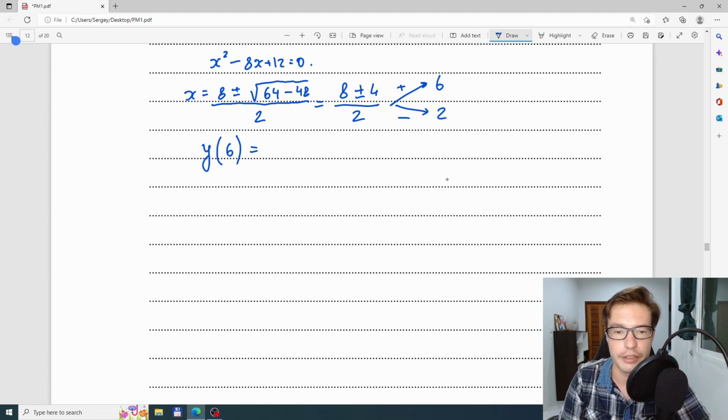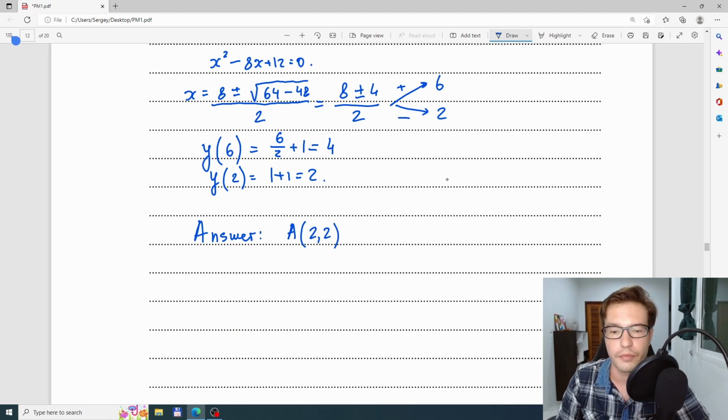So I will get 6 over 2 plus 1, which is 4. And I will substitute 2 into the same equation. I will get 1 plus 1 equals 2. Now we have x and y coordinates of both points. And that's going to be the answer. So point A is going to be (2, 2). And then point B is (6, 4).